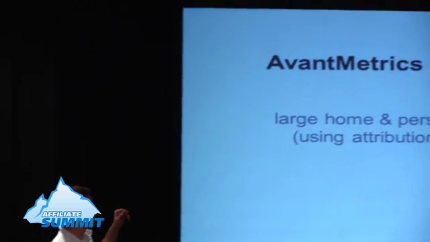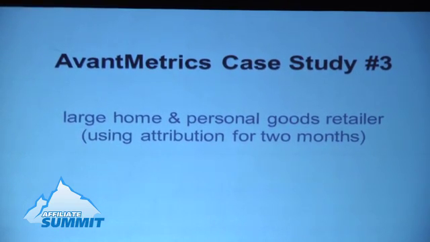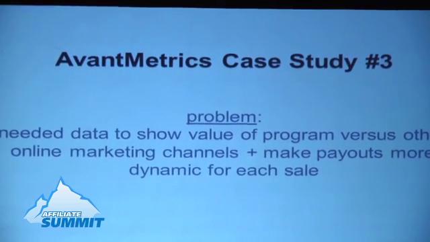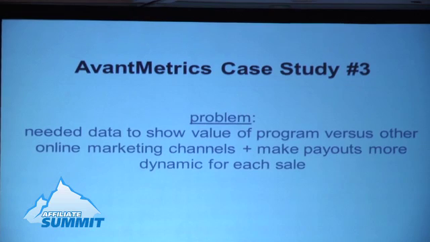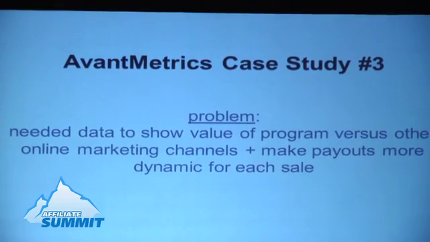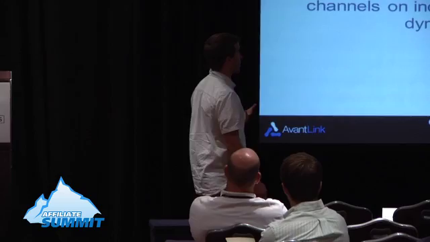Case study number 3, again, we weren't allowed to use the name, but we were given permission to use their data. They had only been using attribution for 2 months at this point. The problem was that they needed data to show the value of the affiliate channel versus other online marketing channels that they were paying for. And then, of course, probably I'll guess, make dynamic payouts for multiple affiliate referrals. So attribution was used to track the impact of all marketing channels on individual customer sales and then create a dynamic payout system.